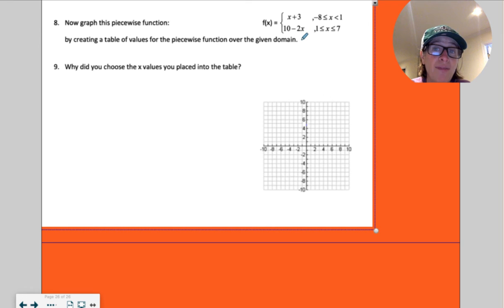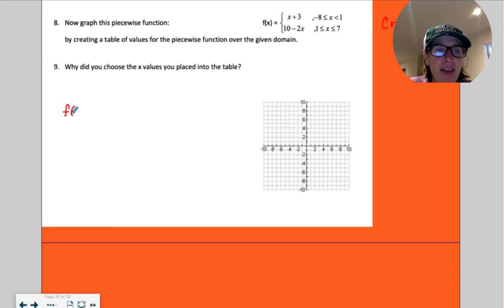All right, so we're going to graph this piecewise function. I'm going to create a table of values for the piecewise function over the given domain, but I'm only going to use the critical points. All right, so I'm going to take the first function. I'm really neat about this, guys, because when we get into really difficult piecewise functions, you can have a lot going on. So I'm going to do f of x equals x plus 3. That's its own function.